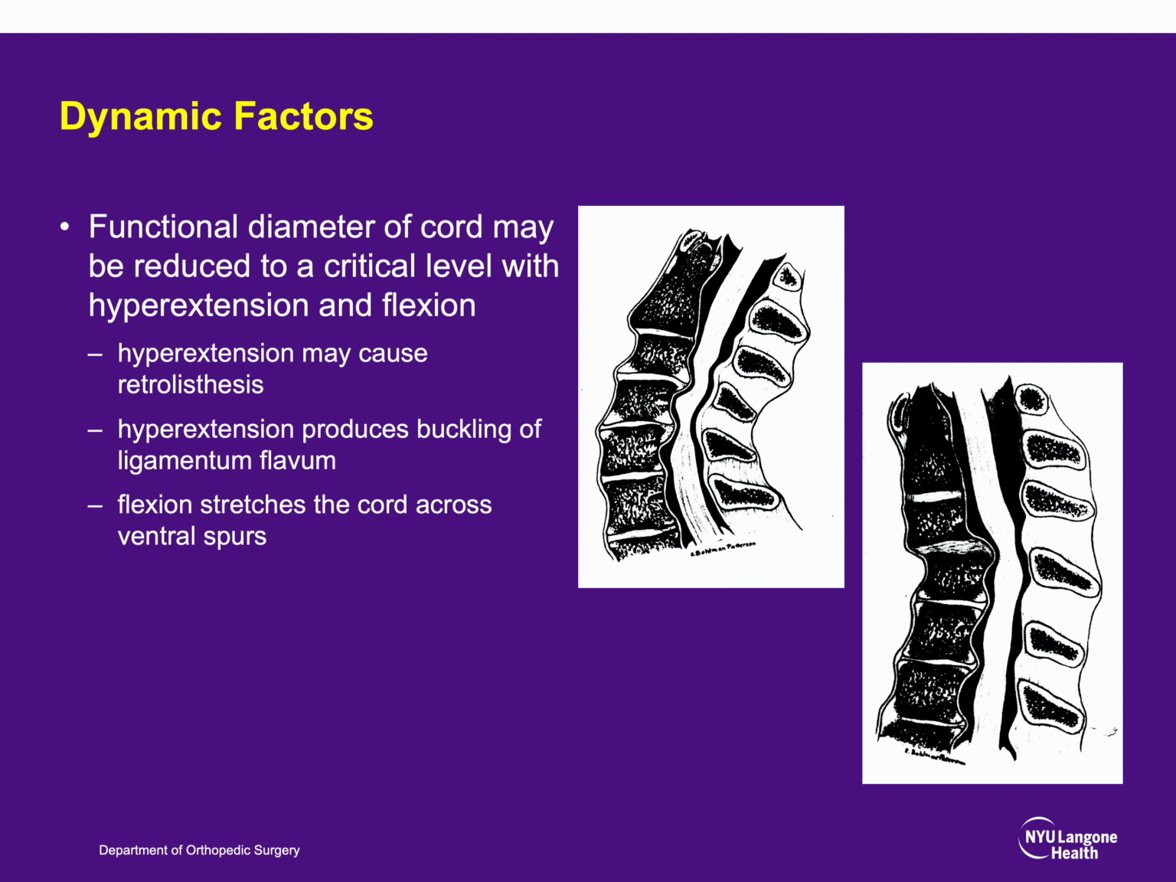Dynamic factors, again, can be produced by redundancy in the annulus as the disc space settles. This can lead to retrolisthesis or anterolisthesis. Hyperextension can cause buckling of the ligamentum flavum, in combination with anterior compression, which could result in pincer-like compression of the spinal cord.